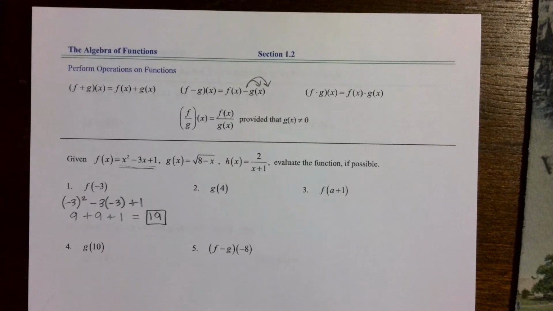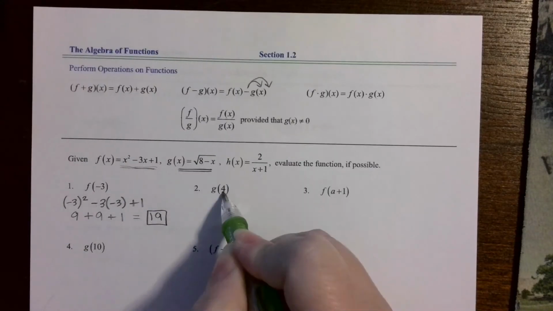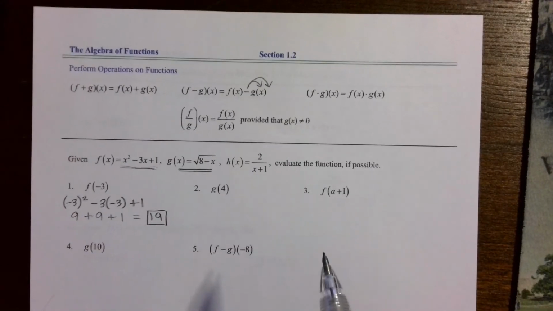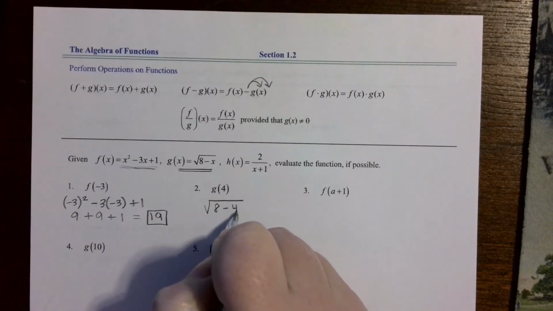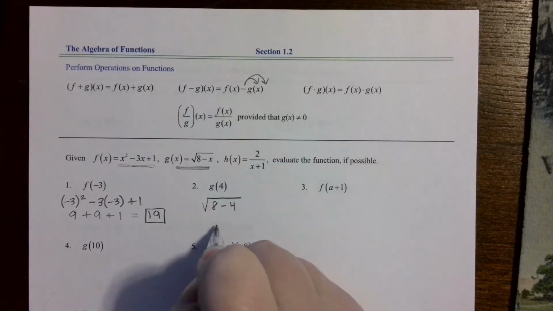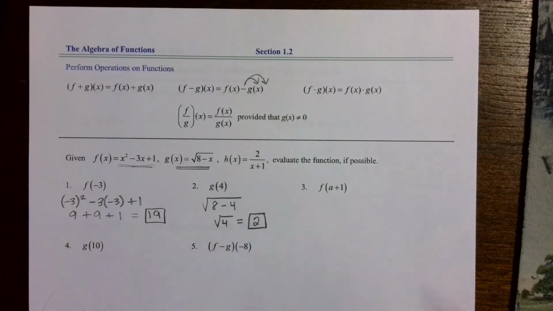Let's look at number 2. Number 2 says g of 4. So we take our g equation, and where we see x, we're going to replace it with a 4. So that's going to be the square root of 8 minus 4. Well, 8 minus 4 is 4. The square root of 4 is 2. Substitution.